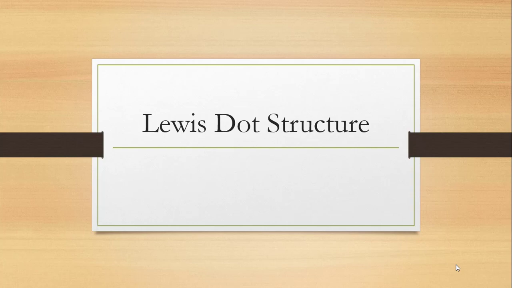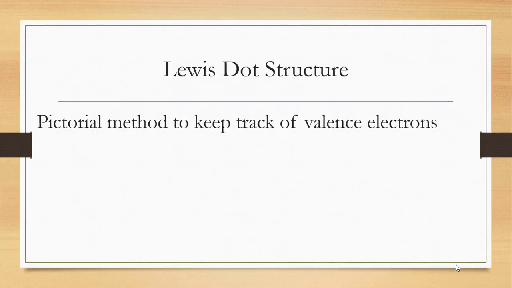This is the first video on the section on bonding, and it is obviously on what are called Lewis dot structures. Now, Lewis dot structures are a pictorial method that we use to keep track of the valence electrons. Keeping track of valence electrons is important in bonding because in chemistry, all bonding occurs at the valence electron level.